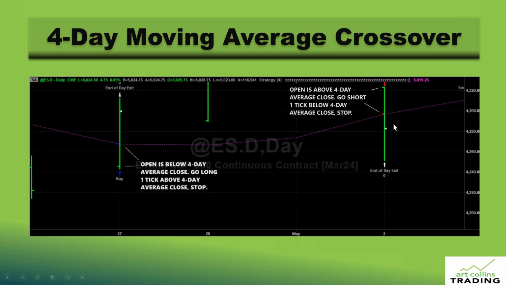So here's your 4-day moving average, which you'll know at the close of the session for tomorrow's open, which is clearly below that number here. So your entry point is that number plus 1 tick on a stop. Here, the open is above that line, so you go short that number minus 1 tick on a stop. Exit at 3:15.